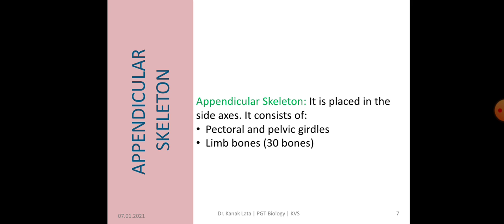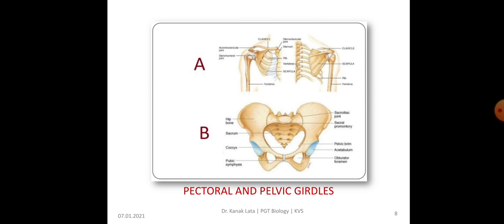Now it is about the appendicular skeleton. It is placed on the side axis. It comprises pectoral and pelvic girdles and limb bones. 30 bones in each limb are present. Girdles connect the limb bones with the vertebral column. In this figure, you may observe the pectoral and pelvic girdle.